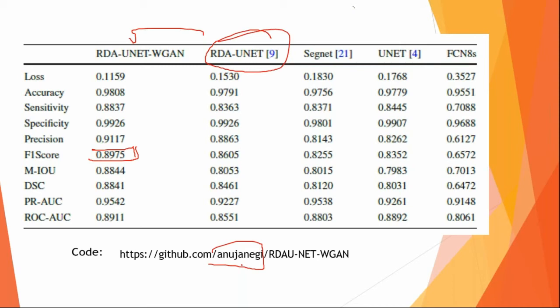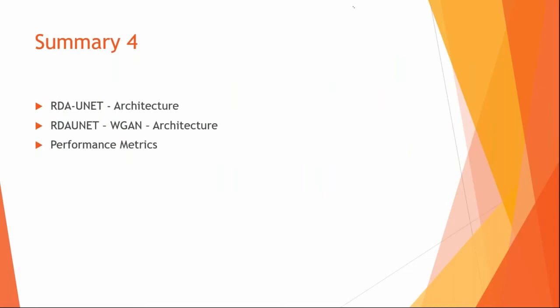You can just request her and she would be able to send you the code as well. Okay. So this is about our UNet models and deep learning concepts for segmentation. And again, summary 4, as I told you, I spoke about 2 different models here, RDA UNet and RDA UNet WGAN. Both were developed by us in our lab. I compared this performance with different architectures, and we were able to show our network was far better than other existing networks. So this comes to summary 4.